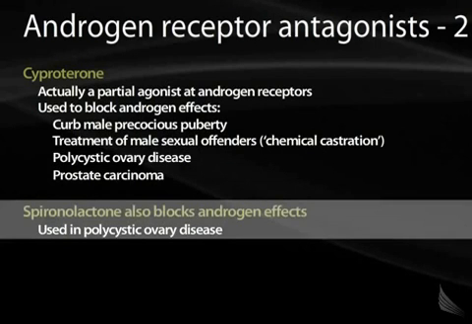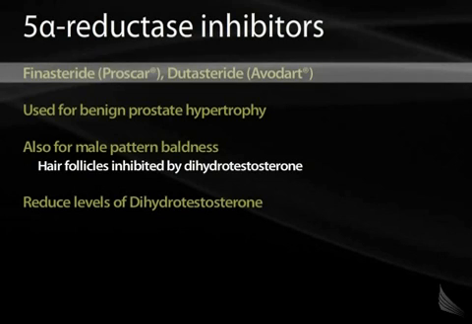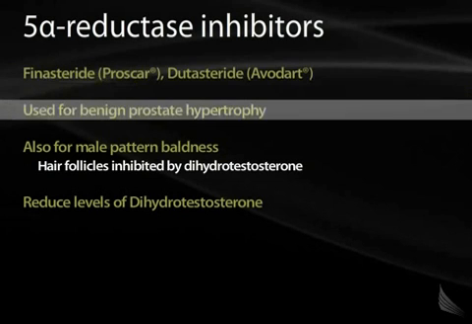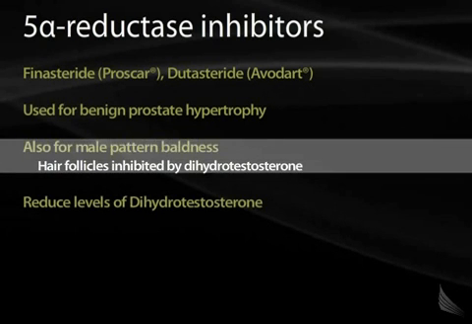Spironolactone is also used in polycystic ovarian disease in women to block androgen's effects. A class of medication called 5-alpha reductase inhibitors that includes finasteride and dutasteride are commonly used for BPH, or benign prostatic hypertrophy. These medications work by decreasing the levels of dihydrotestosterone. They also work for male pattern baldness. This is because hair follicle growth is inhibited by dihydrotestosterone.